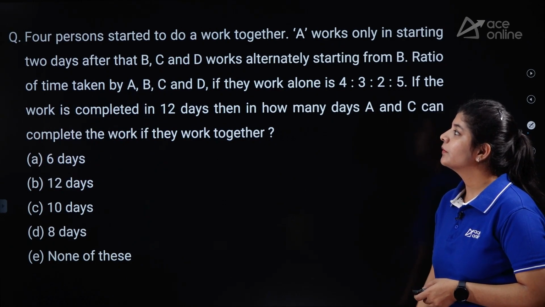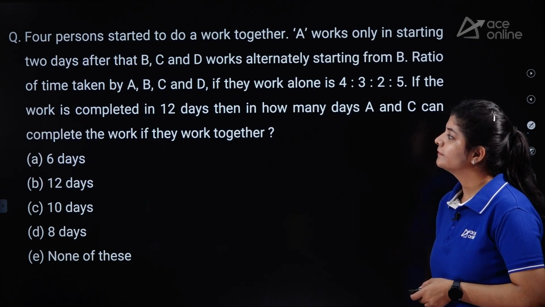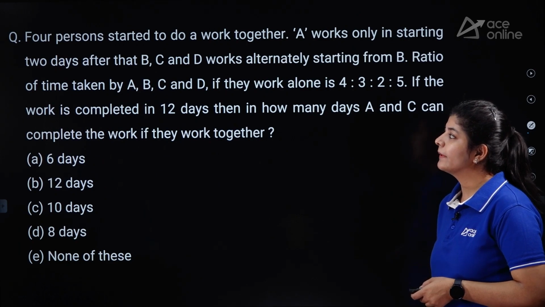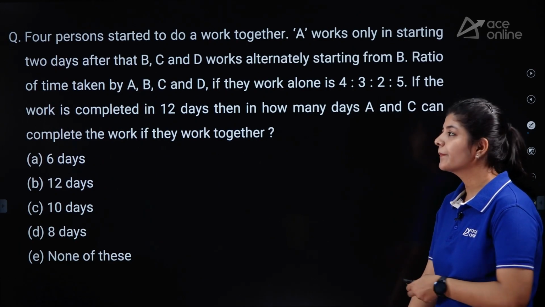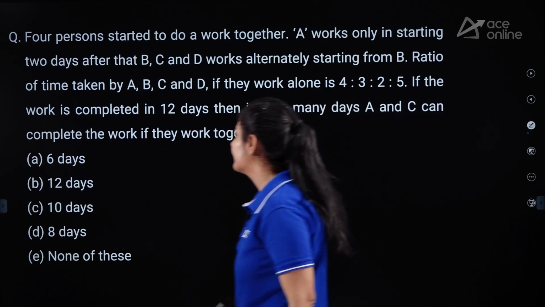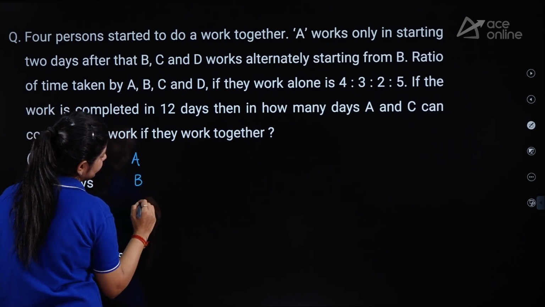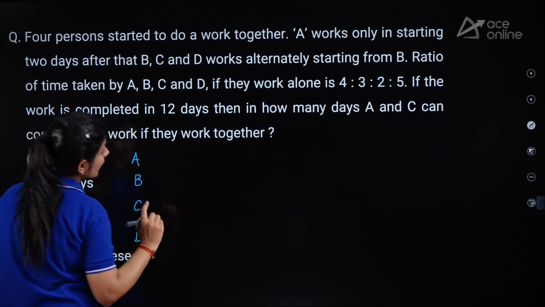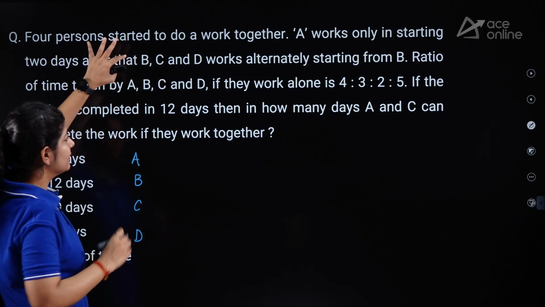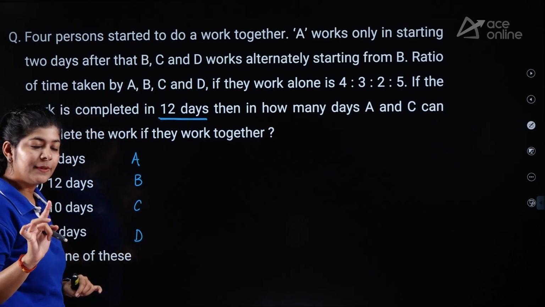How are we going to approach this particular question? This question is from the concept of time and work. Okay, let's start solving it. Here we are having 4 persons, right? A, B, C, D. The question says that when they are doing the work in this manner, the whole work is completed in 12 days.